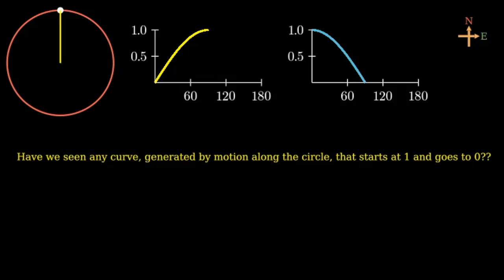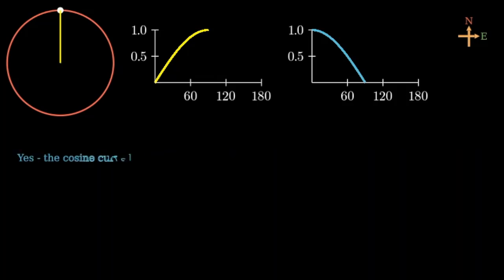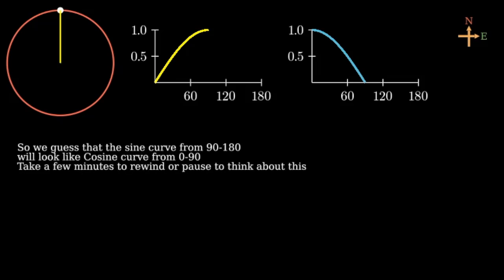Have we seen any curve generated by motion along the circle that starts at 1 and goes to 0? Yes, the cosine curve between 0 to 90 started at 1 and went to 0. So we guess that the sine curve from 90 to 180 will look like the cosine curve from 0 to 90. Take a few minutes to rewind or pause to think about this.